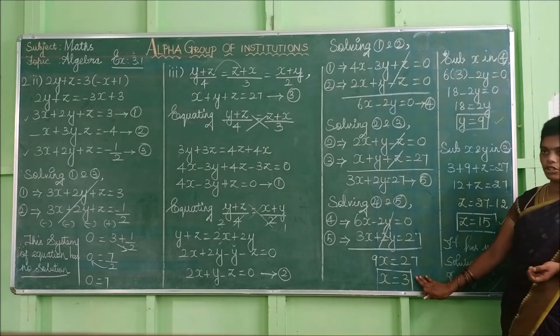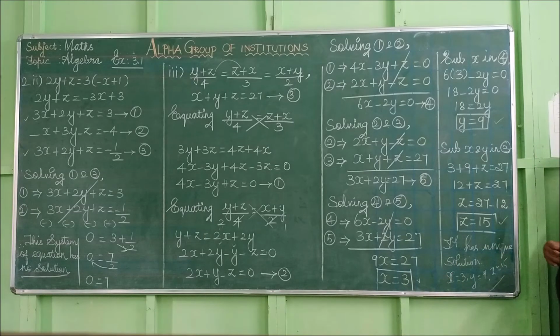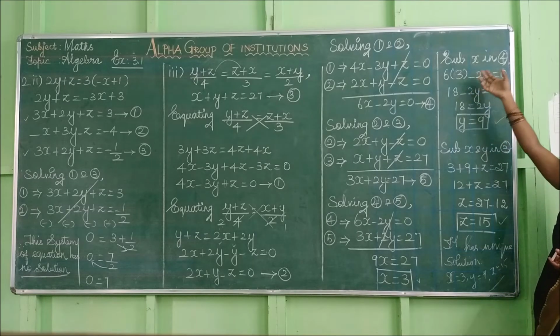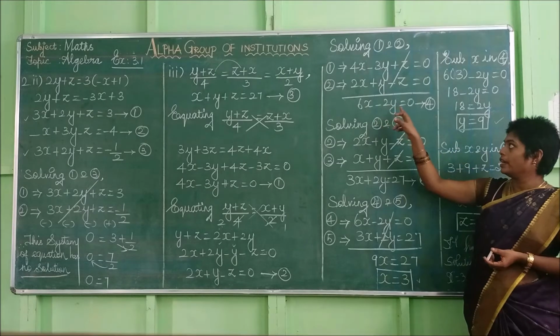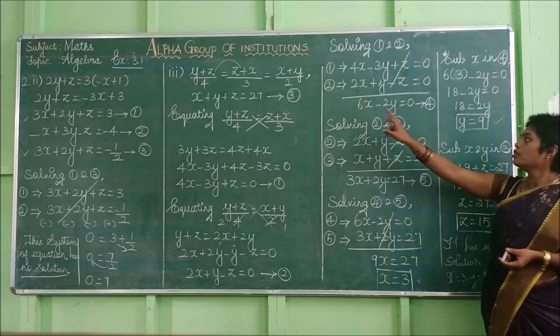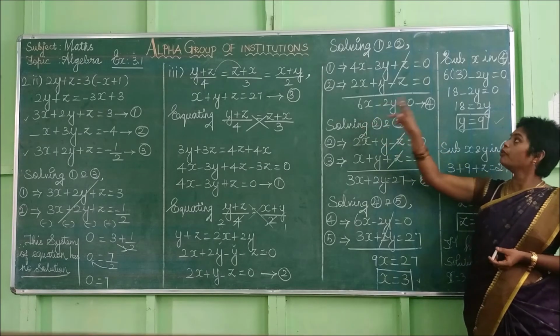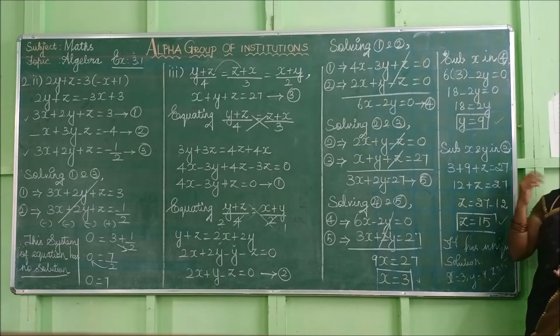To get one solution for x. Then find out the y and z values. For finding y, I am substituting that x value in the fourth equation. So our fourth equation is 6x minus 2y which is equal to 0. Substitute x instead of 3.